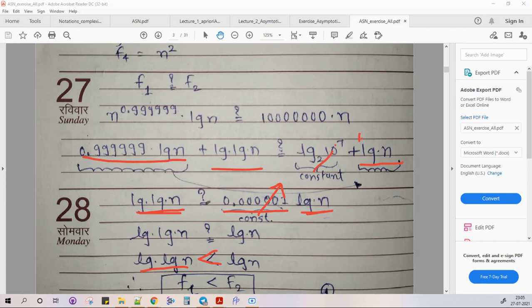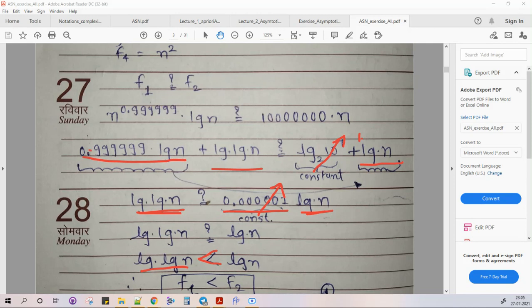I'm just removing this constant because this is some constant plus some log n, right? So this doesn't depend on the value of n. Whatever value of n you choose, this would always be constant, right? So it doesn't affect your time complexity basically. That's why we can remove this constant.